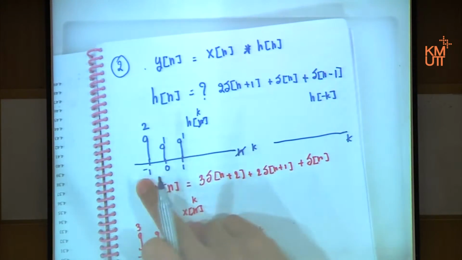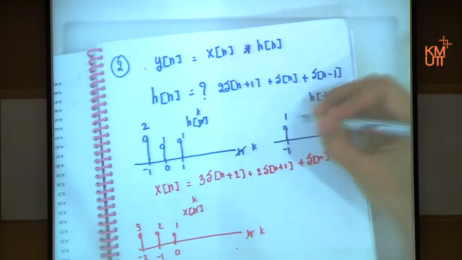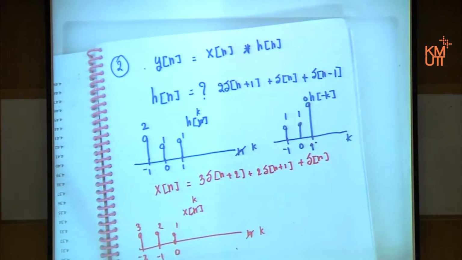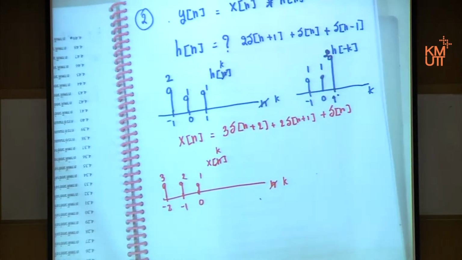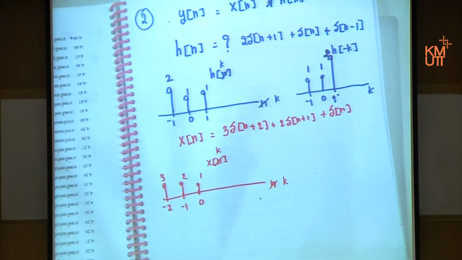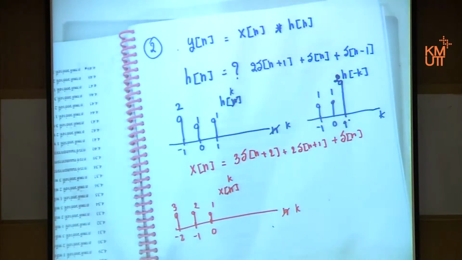The stems at -1 and 1 must be swapped, right? So at -1 the height is 1, and at 1 as well, and this one is 0. Oh, it's not 2. When we flip this one, we get this one. Now you have h[-k] already. The next step is to shift h[-k] by n units, depending on which value of y you want to know.